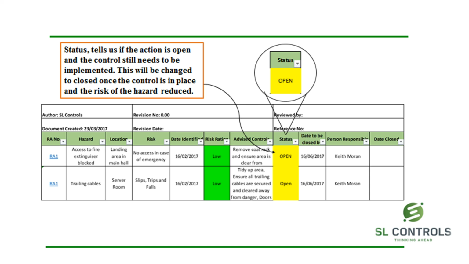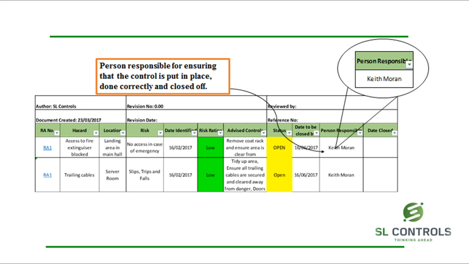Each control which has to be implemented is assigned a responsible person. As you can see here, it is Keith. He has the responsibility to ensure that the coat rack is removed to allow free access to the fire extinguisher and that the area remains clear at all times. Once this has been completed or implemented, only Keith can close out the action.